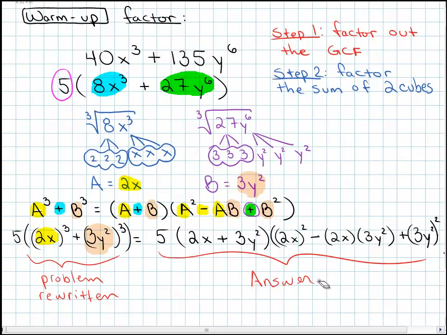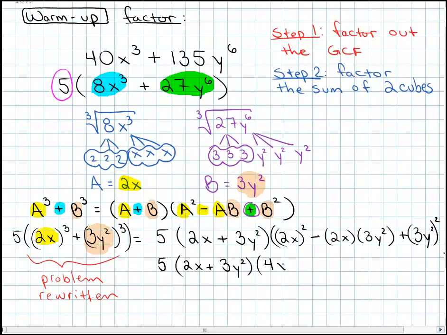Alright, so now let's simplify our factors. We're going to have 5 times the first binomial, which stays exactly the same. What's going to be the first term of that trinomial? 4x squared minus 6xy to the second power plus 9y to the fourth. Good. Questions on this one?